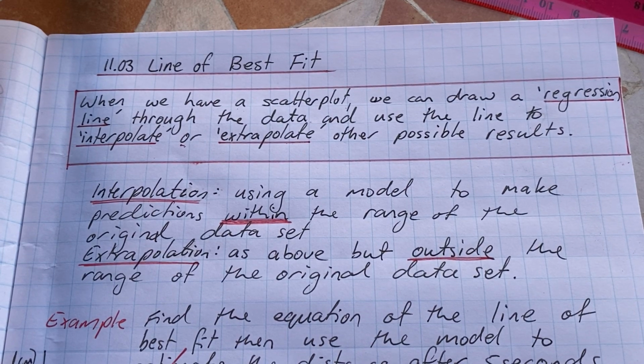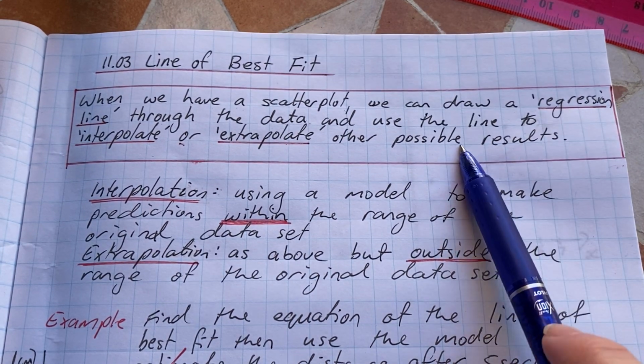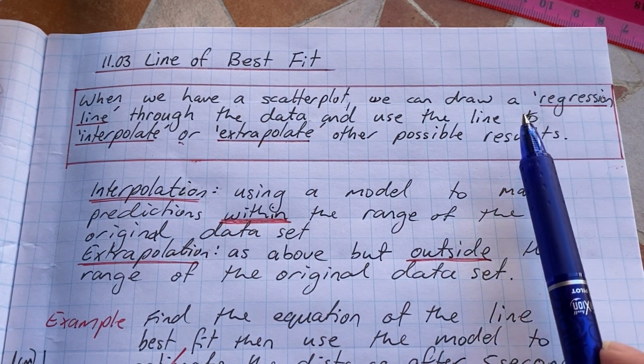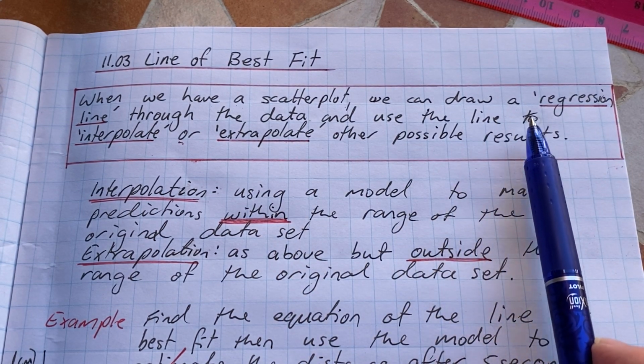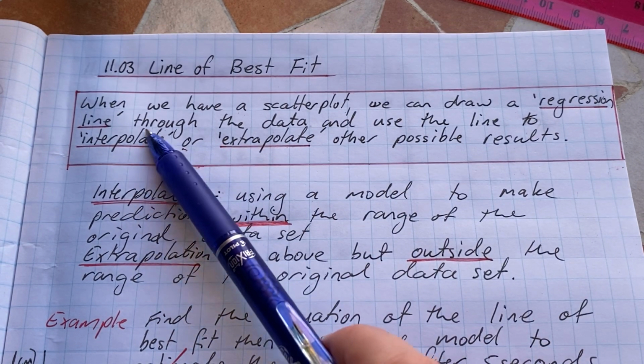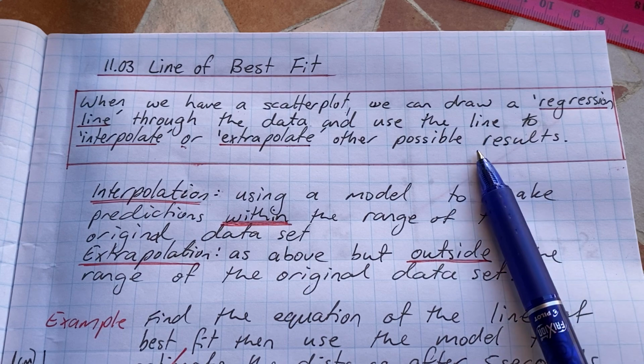Exercise 1103 is about the line of best fit. Now, a line of best fit is what we call a regression line, which is just a line that we draw through the data as close to the middle of it as we possibly can. And we can use that line to interpolate or extrapolate other possible results.